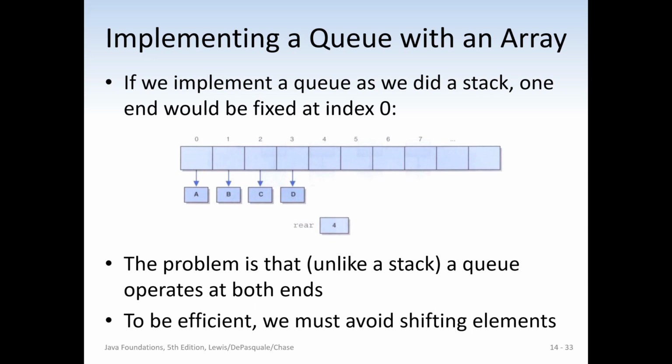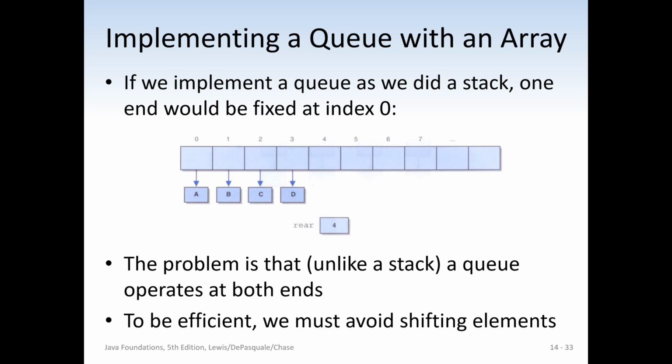So the problem with the queue, though, is that it operates at both ends. Let's say we implement this in some naive way. In this example here, I'm at 4, and 4 is the rear. So when I enqueue, I'm going to add to element 4, and when I dequeue, I'm going to take away from element 0. Then I'm going to shift everything down after I dequeue, right?